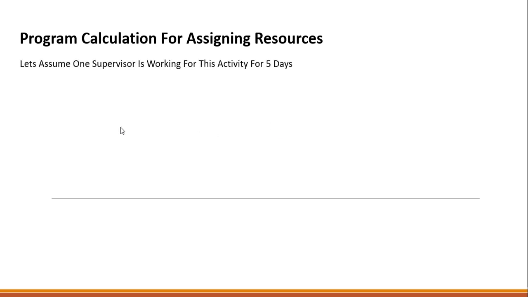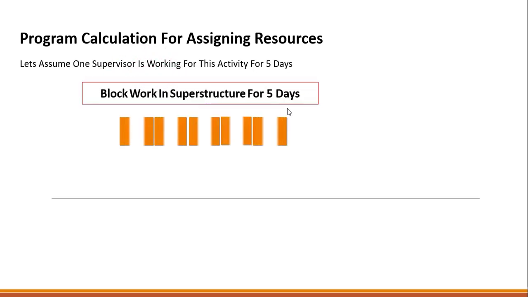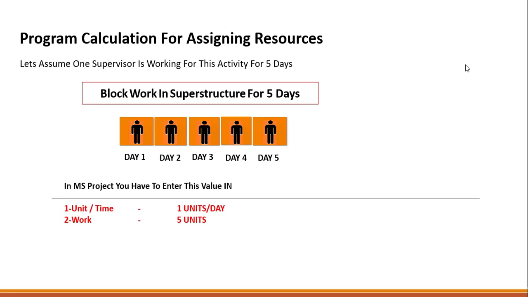Now let's assume one supervisor is working for this activity for 5 days, and this is block work or brickwork in superstructure, a 5 day activity. We have assigned one supervisor for day 1, day 2 one, at day 3 one supervisor, day 4 one supervisor, and day 5 one supervisor.